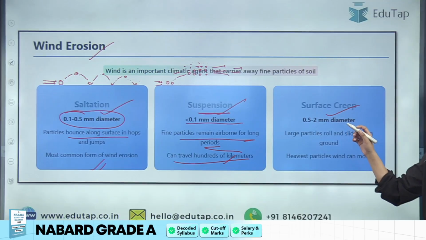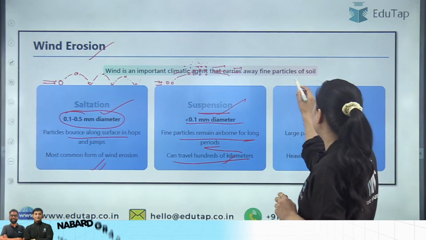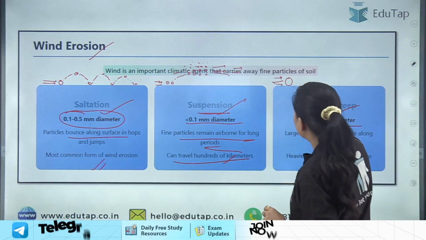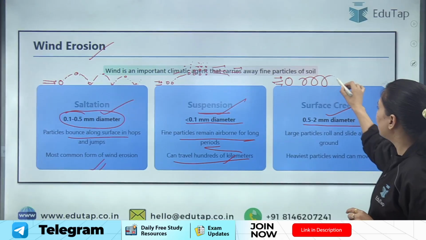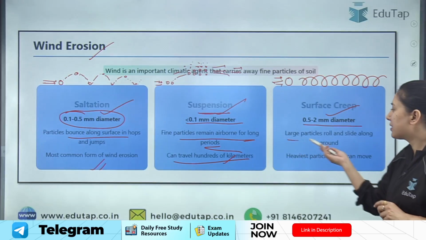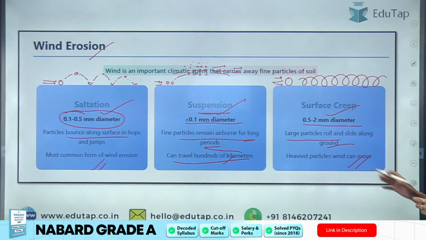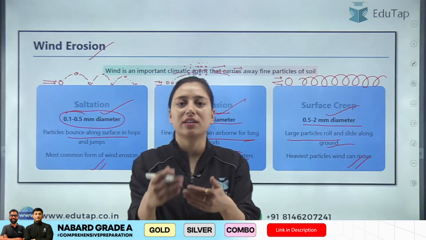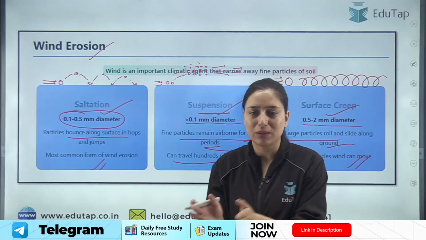Then next we have surface creep. This happens when the soil particle diameter is 0.5 to 2 mm. So if this is the soil particle and the wind is acting on it, what will happen? It will crawl. So this is known as surface creep. Larger particles roll and slide along the ground, and they are the heaviest particles wind can move. So this is surface creep, where the particle is rolling on the ground. It is not being lifted, it is not bouncing back, it is rolling on the ground and is transferred from one place to another.